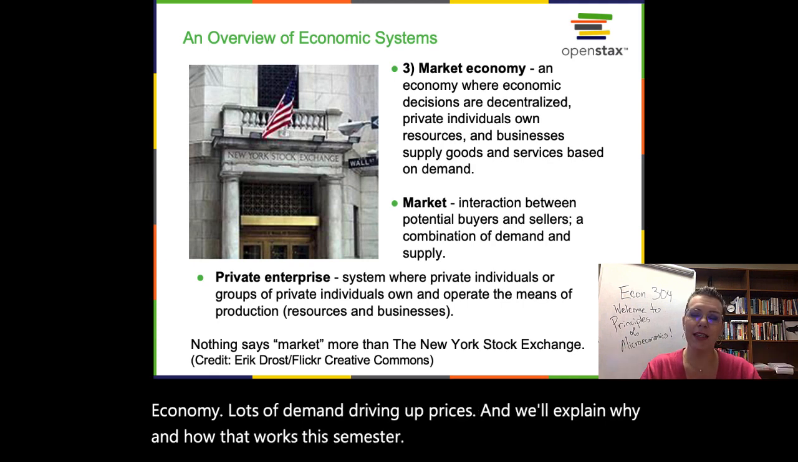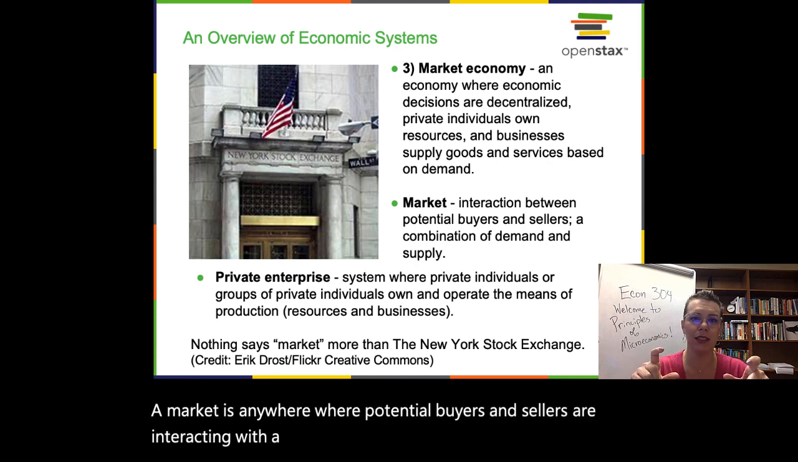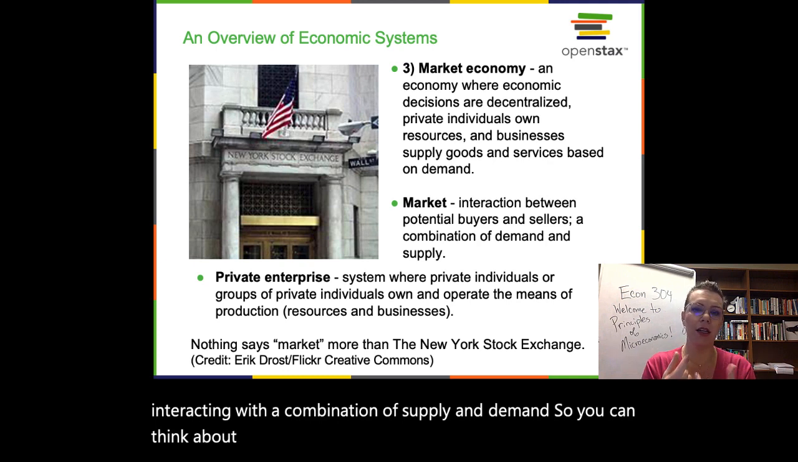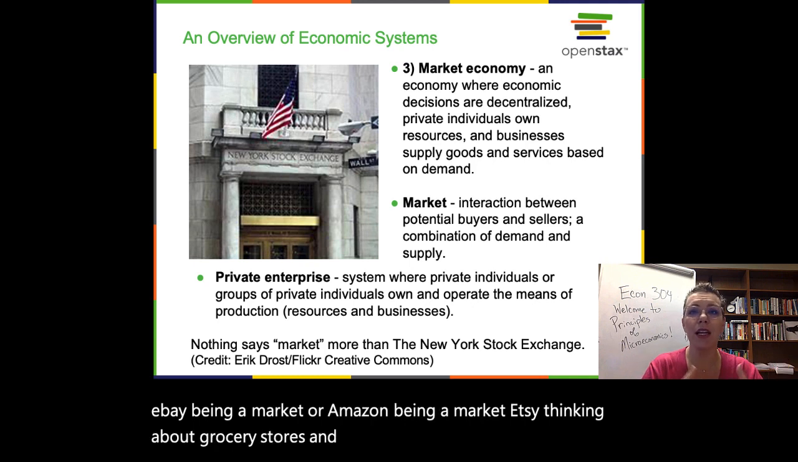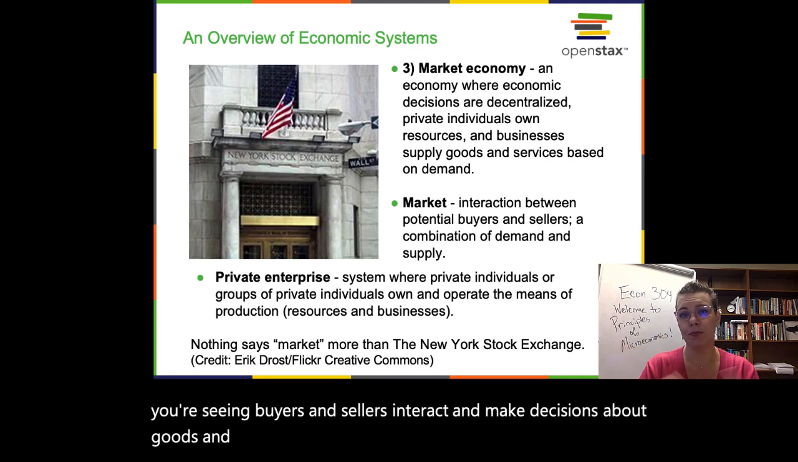A market is anywhere where potential buyers and sellers are interacting with a combination of supply and demand. So you can think about a farmer's market being a market. You can think about eBay being a market, or Amazon being a market, Etsy, thinking about grocery stores and malls being markets. Anywhere where you're seeing buyers and sellers interact and make decisions about goods and services is a market.